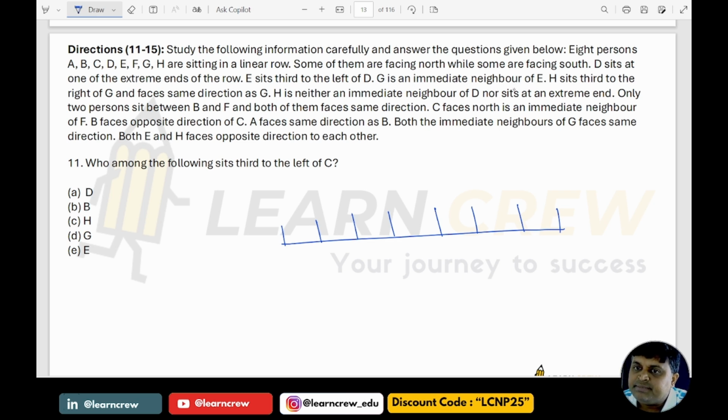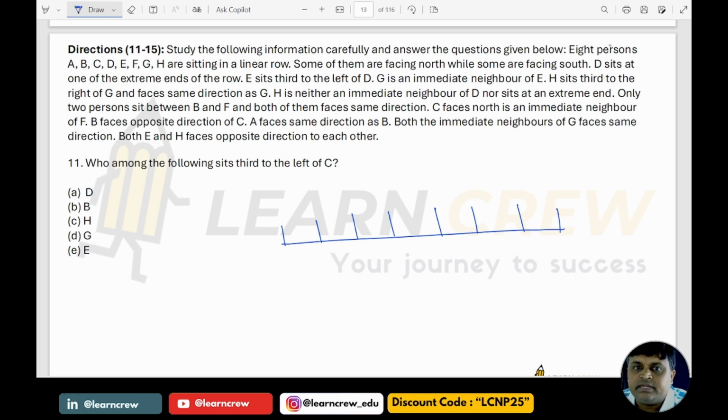G is immediate neighbor of E. H sits third to the right of G and faces same direction as G. H is neither an immediate neighbor of D nor sits at the extreme end. Only two persons sit between B and F and both of them face same direction. C faces north and is an immediate neighbor of F. B faces opposite direction of C. A faces same direction as B. Both the neighbors of G face same direction. E and H face opposite directions to each other.